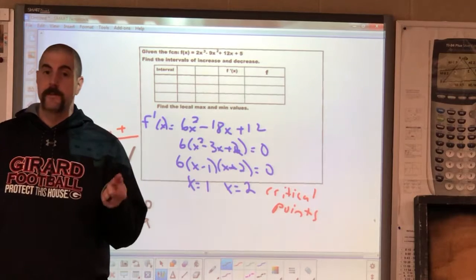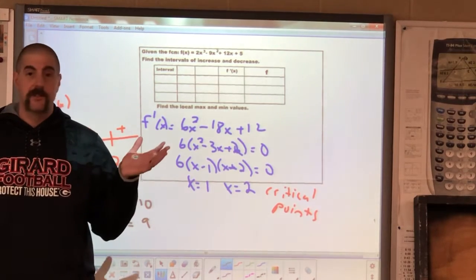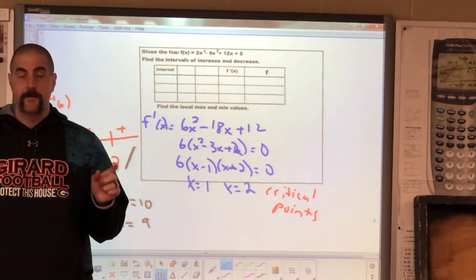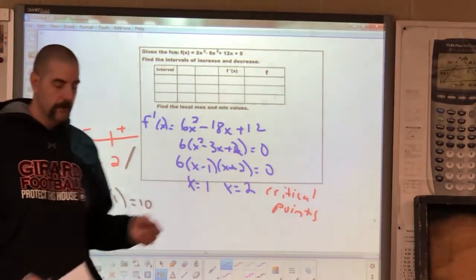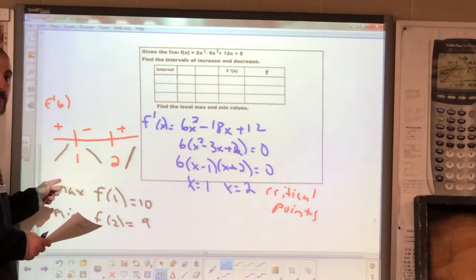When in doubt, take the derivative, set equal to 0, in just about all instances except for the mean value theorem. There you're going to set it equal to the slope that you find using the mean value theorem. Okay, so everybody good there?